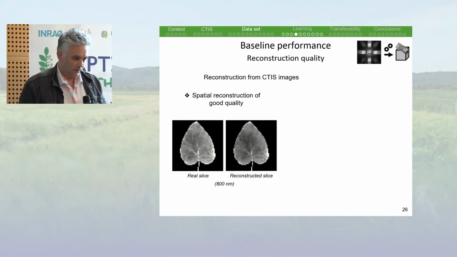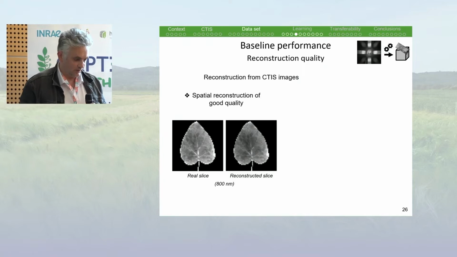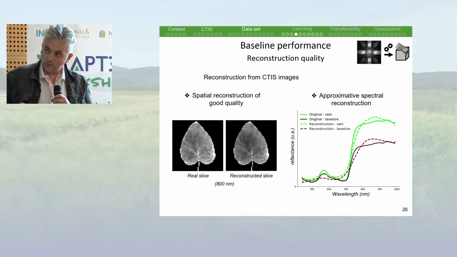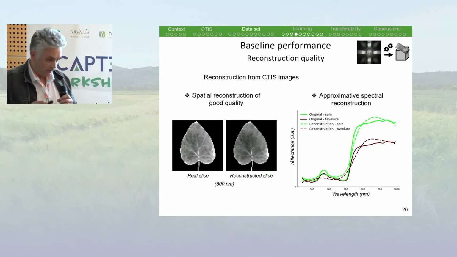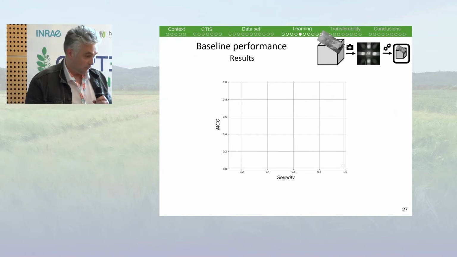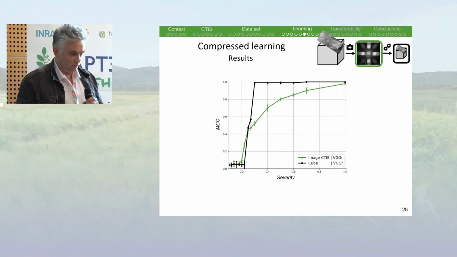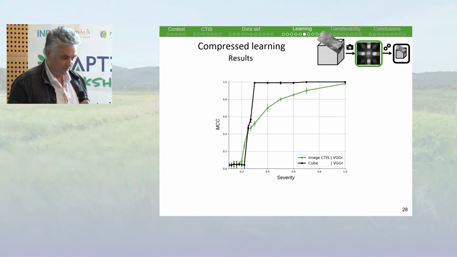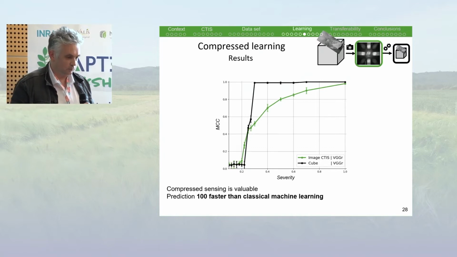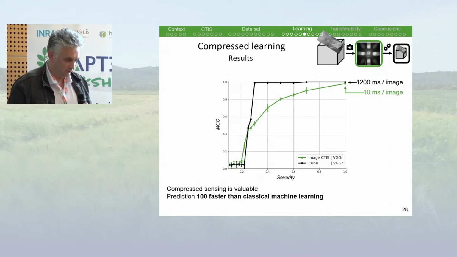So let's have a look at the performance. This is the image, the real slice, the reconstructed slice, and these are the spectra that you can have after reconstruction. You can see we lose a bit of detail both spatially and spectrally, but however, it's rather good. Then if we feed our CETIS image, we get a bit less performance, of course, but you have to remember that we saved the reconstruction. Here, the black line takes a lot of time, while it's only 10 milliseconds per image for the VGG based on the CETIS image.